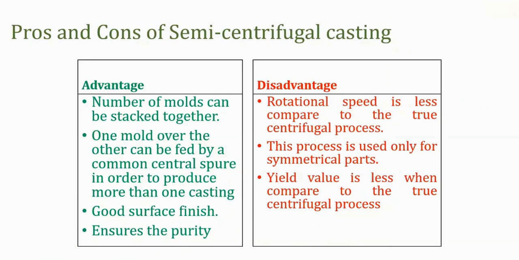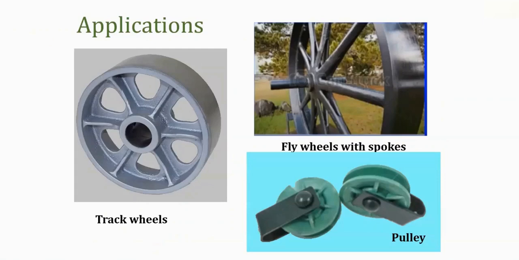And coming back to the disadvantages, the rotation speed is less when compared to true centrifugal casting, and this process is used only for symmetrical parts, not asymmetrical parts, and the yield is very less when compared to true centrifugal casting, right? These are a few applications of semi-centrifugal casting, where you can see large flywheels with spokes and pulleys can be produced using this process.